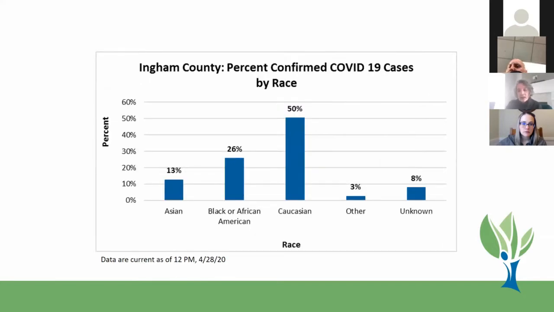So again, rates help you tell the story, since if we looked at this just by numbers, we would see that 50% of our cases are Caucasian and 26% African American, but they are not evenly distributed in our population, so we can't look at cases that way.